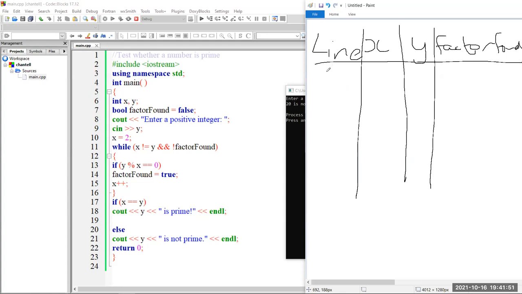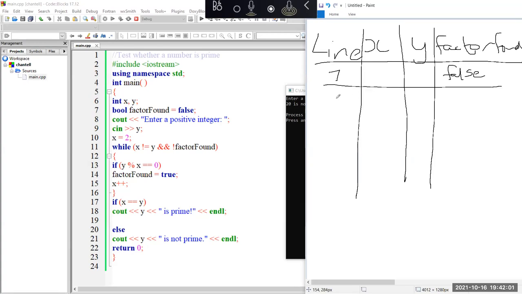So in line number 7, factor found is equal to false. In line number 9, I entered in 20. In line number 10, x is equal to 2, y is equal to 20, and that's still false. And you go on and on like that.